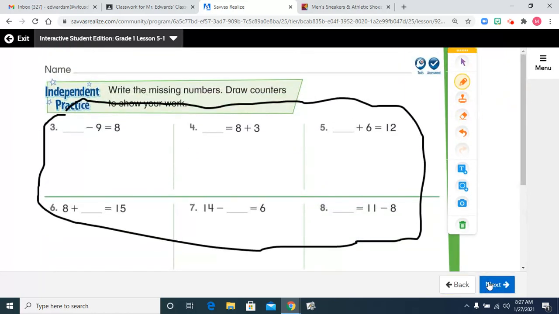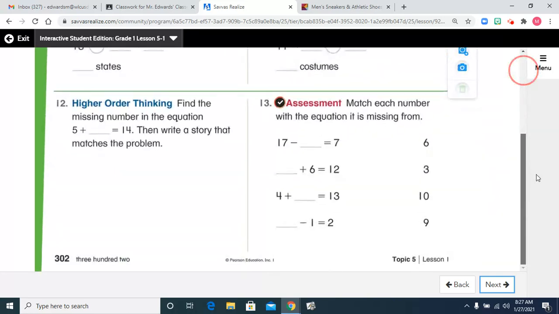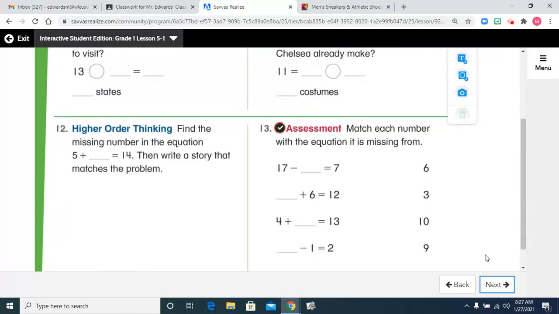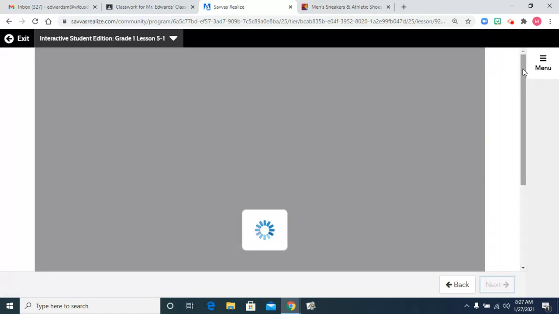Okay. If you want some extra practice, you can do more problems on page 302. Just grab a few, do a couple. You don't have to do them all. You can also do problems on page 303 and page 304.